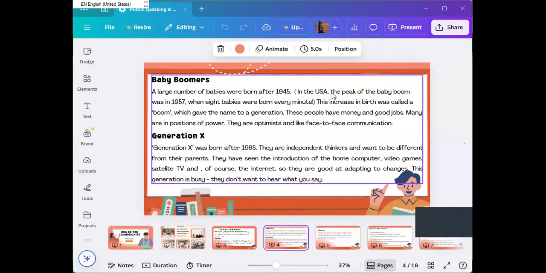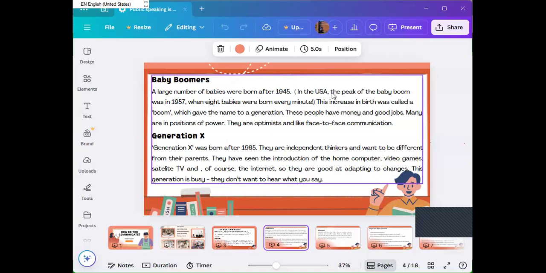They have seen the introduction of the home computer. So in their generation, computers, mobile games, and satellite TV became popular. Maybe some of you have experience using satellite TV. Nowadays some cities and villages also use satellite TV. And of course the internet. So the internet is also popular among Generation X, right? They are maybe the first generation that was really familiar with the internet, computers, video games, and satellite TV.